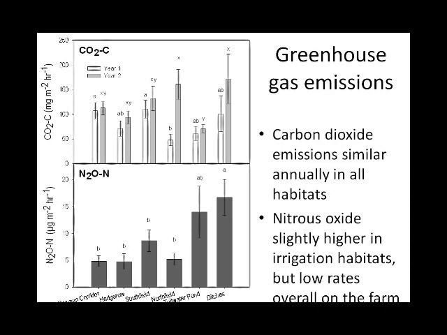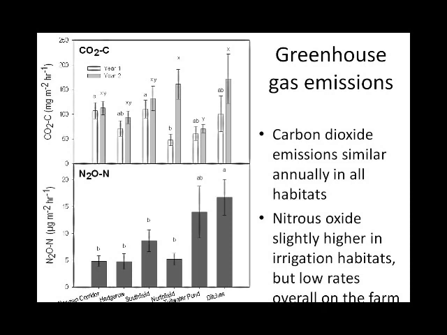There's some variation from year to year. For example, the north field was lower in the first year. It didn't have irrigated crops on it. Then it was higher in the second year. But across the board, these are pretty similar values. When we looked at nitrous oxide, which is more potent as a greenhouse gas, we saw that it is slightly higher in the tailwater pond and the ditches, which are wetter. It's probably mainly a process of denitrification on this farm.